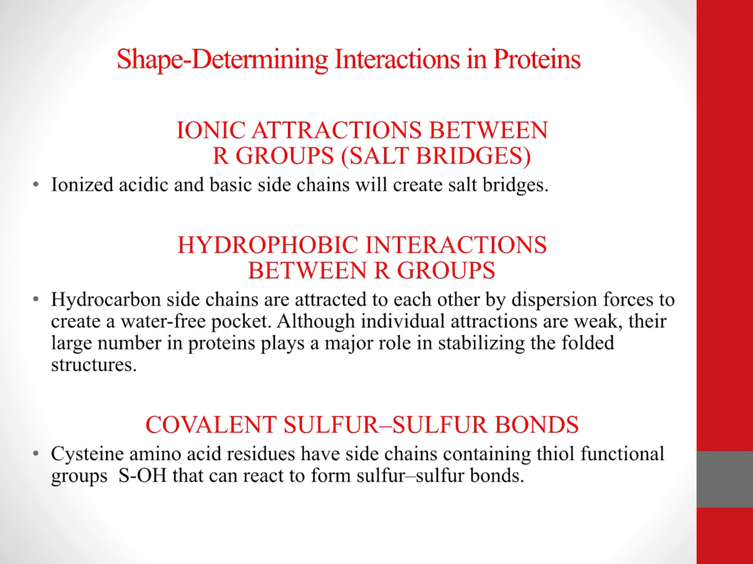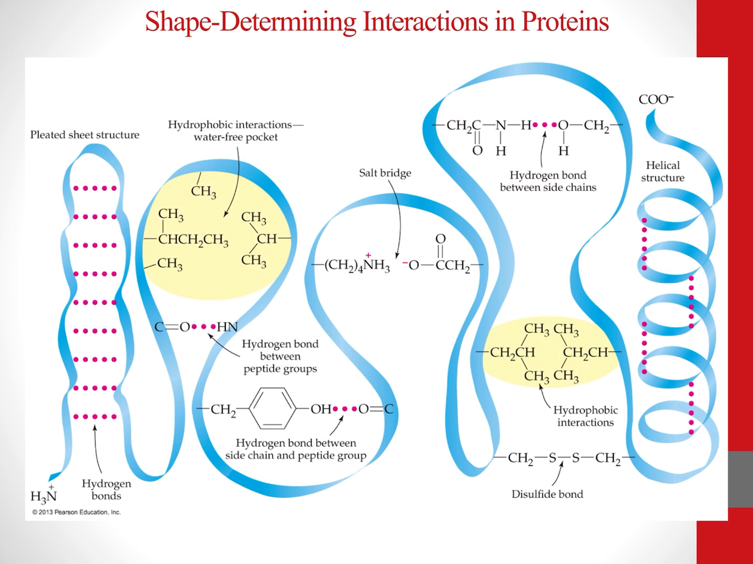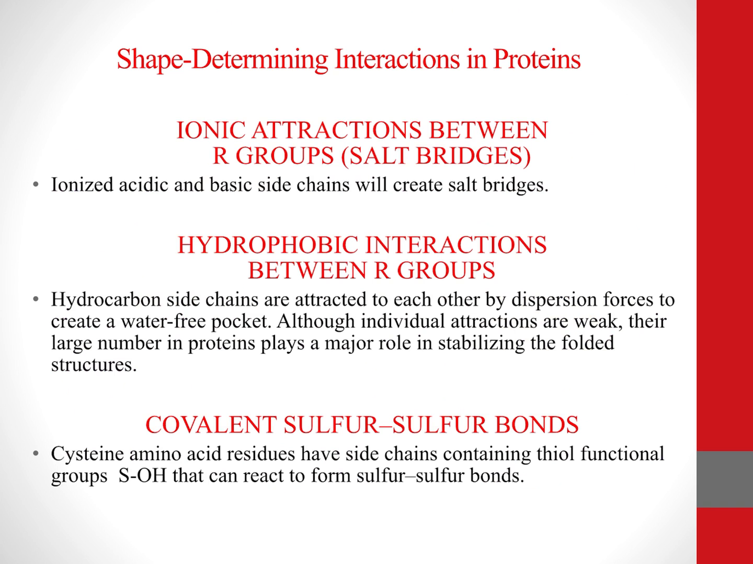We're also going to be looking at ionic attractions between our groups. Ionic bonds can form salt bridges. The salt bridge was right here. You can see in the middle of the protein, we have the positive amino group and the negative carboxyl group. Because we have a positive and a negative charge, we form that ionic bond. Just a positive and negative charge can form that ionic bond.